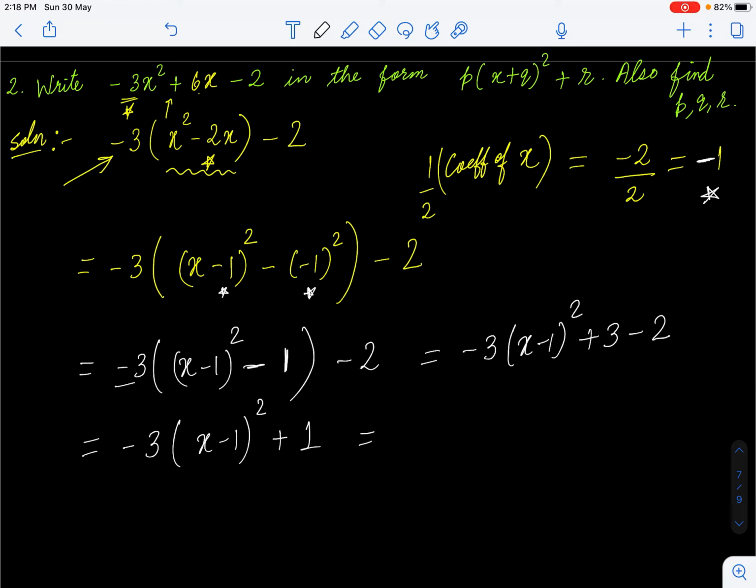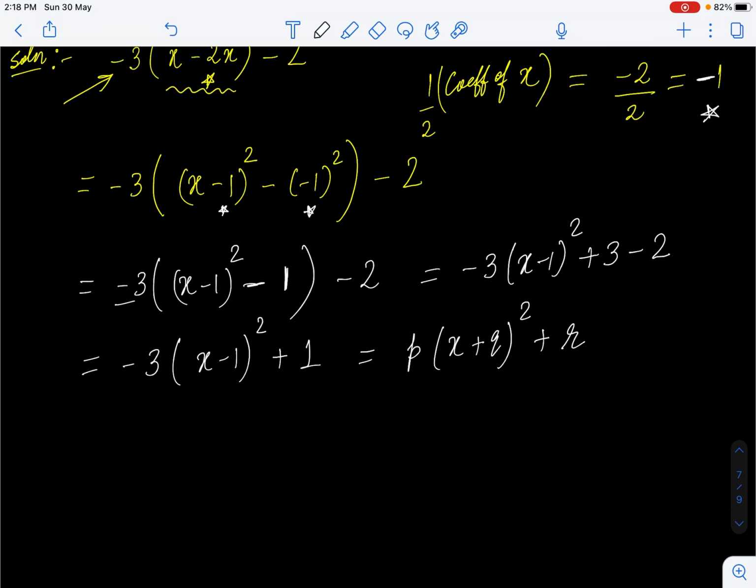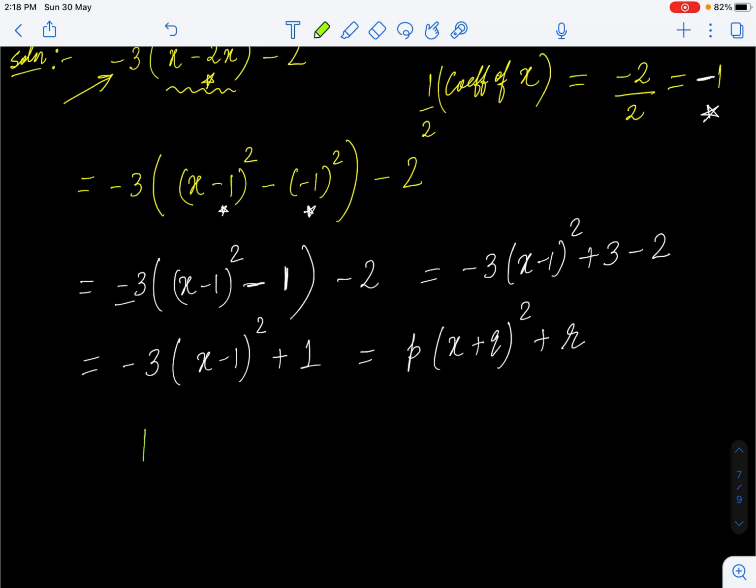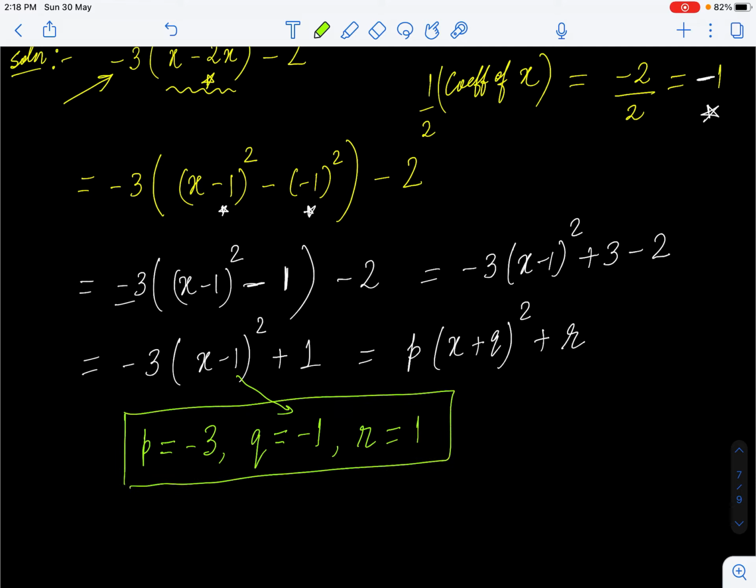Now for last step, what we will do is we will compare this with p times x plus q whole square plus r. So let's compare this. So by comparing, I can say my p comes out to be minus 3, q comes out to be minus 1. Be careful in this. Sometimes students write 1 here. It's not 1, it's minus 1. You have to take the signs also. And r is plus 1. So this is my answer for the second question.